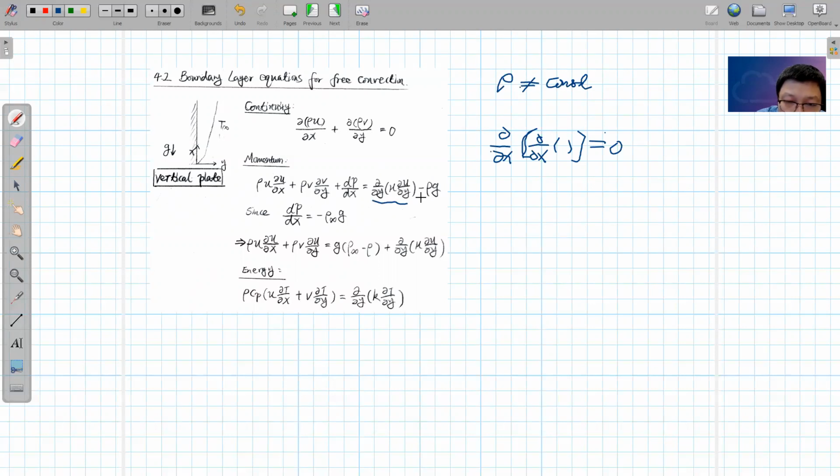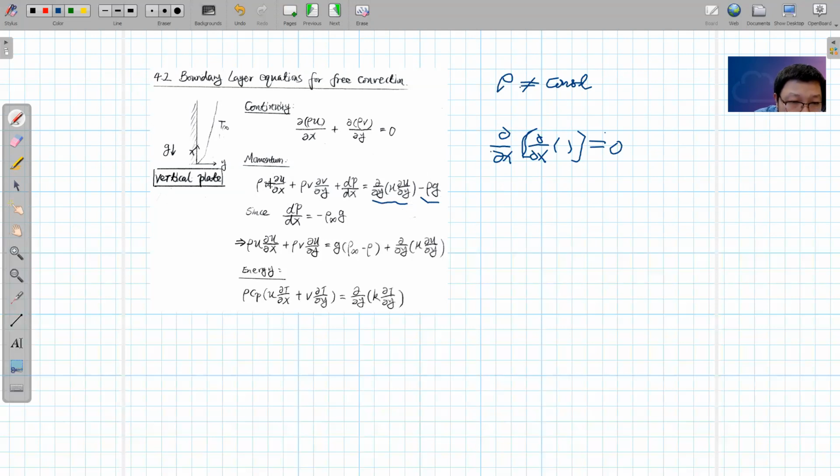And one additional term in the momentum equation is the gravity term, rho times g. This is the additional term we have here. All the other terms, the convection terms, pressure term, and viscous term, are the same as in the forced convective laminar boundary layer problem we saw before. Only this rho times g is additional.